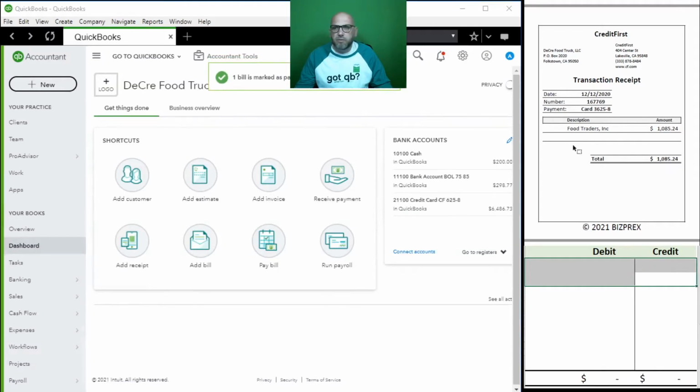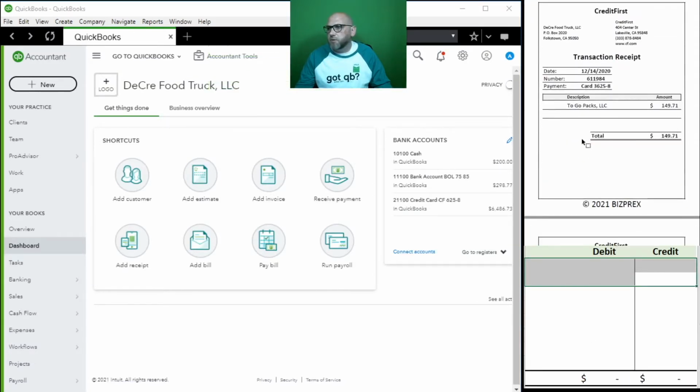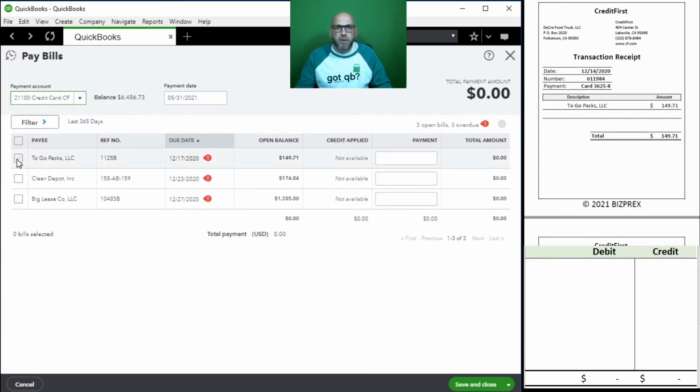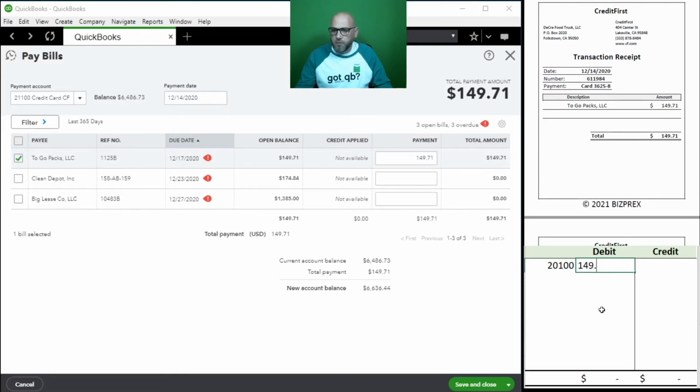Okay, what do we have next? Next, we have a transaction receipt where we're paying To Go Packs. Again, same thing. Pay bills, To Go Packs. Okay, credit card. Make sure the date is correct. Alright, all good here. So again, what's going on in terms of debits and credits? Our accounts payable balance will be reduced, and being a liability, liabilities are reduced when they're debited. Okay, good. And how are we paying it? We're paying it with a credit card.